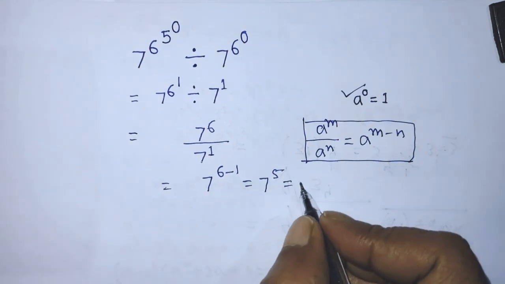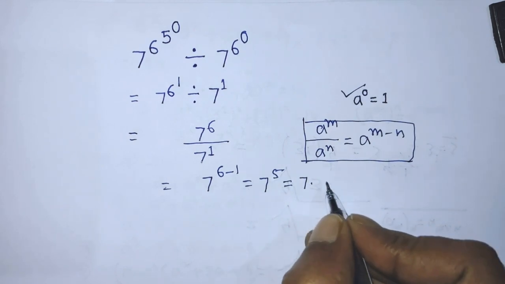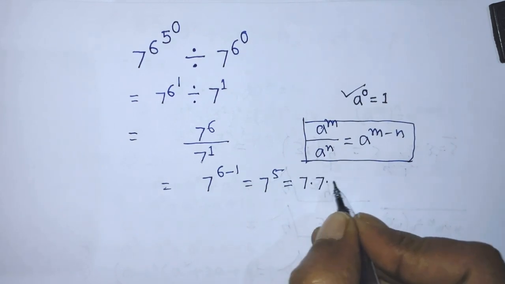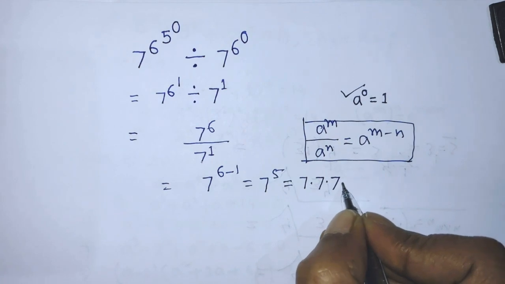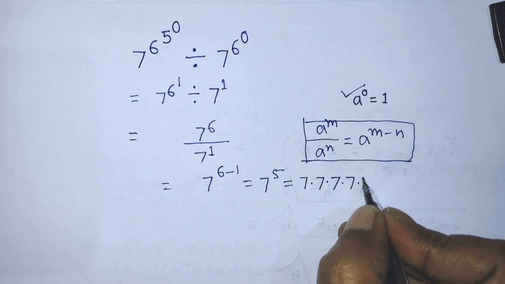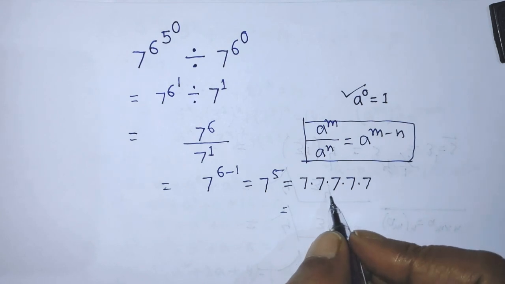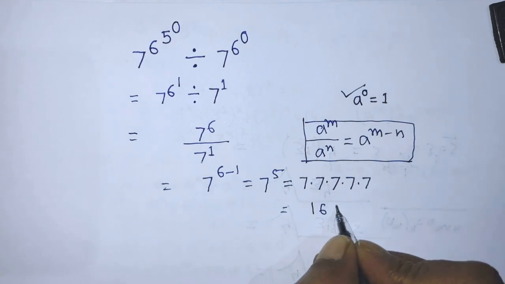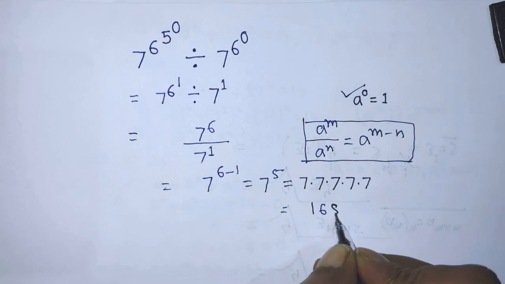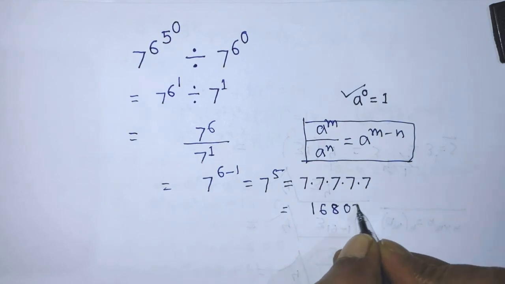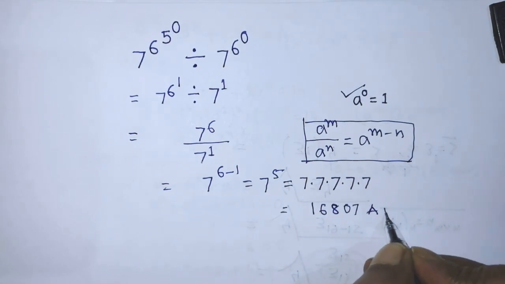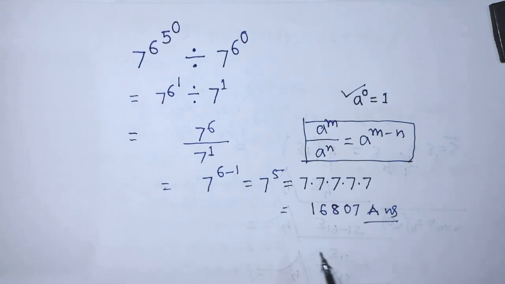5, which is equal to 7 times 7 times 7 times 7 times 7. So student, if you multiply 5 times 7, then you get 16,807. So this is our final answer. So student, our answer is complete.